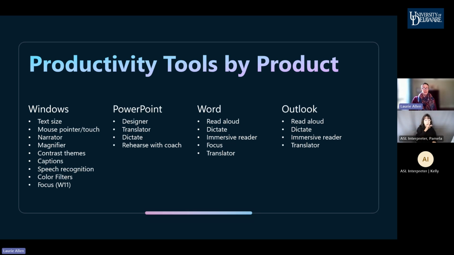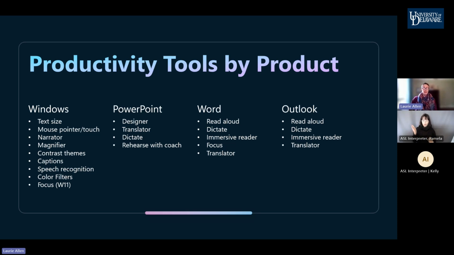Rehearse with Coach is another great tool in PowerPoint that many people are not aware of. So if you experience anxiety when you're presenting to a group, you can go into Rehearse with Coach mode, start presenting your slides. It puts you into presentation mode, and it gives you real-time feedback. Things like you're speaking too quickly, you're using filler words, you're reading your slides. And then at the end, it gives you a comprehensive report. So it's just a great way to get comfortable with your presentation skills.